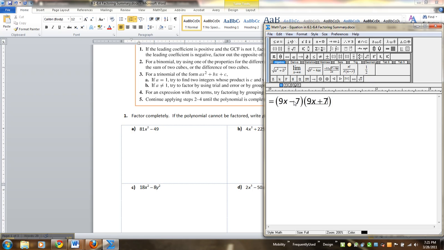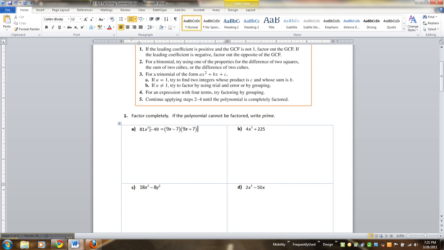Now they have to be the same numbers in both of them because that way when you FOIL it, outers would be 63x, inners would be negative 63x, and they'd cancel and leave you no middle term, which is what you have here. There's no x term here. So that's the binomial. That's the easiest factoring you have when you have a difference of squares. There's a difference, i.e. subtraction, and two perfect squares.